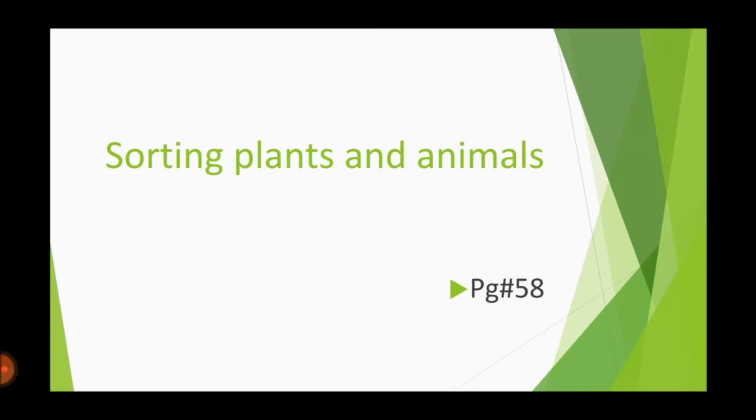Today we are going to start our chapter, sorting plants and animals. This is going to be a revision lesson of this chapter, and kindly open page number 58. But before starting our lesson, let me tell you that I'm going to summarize two chapters in this lesson. The first one is sorting plants and animals, and the second one is around and around. So to start our first chapter, sorting plants and animals, please open page number 58.